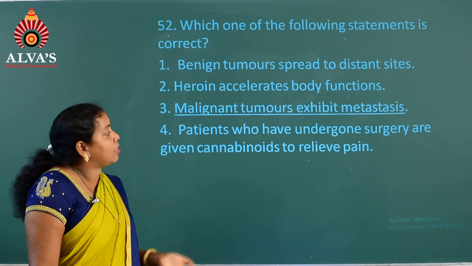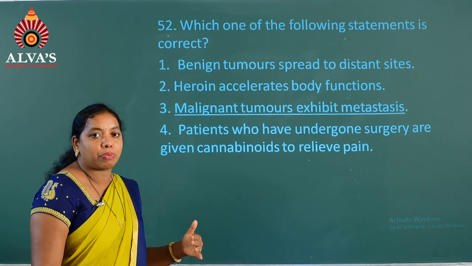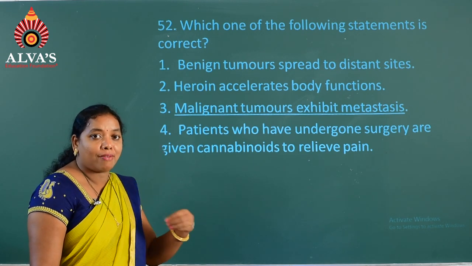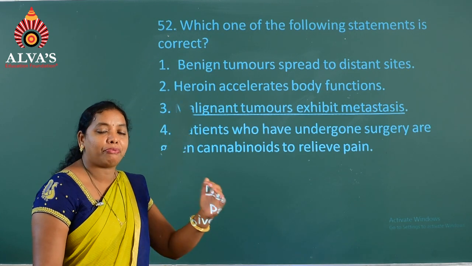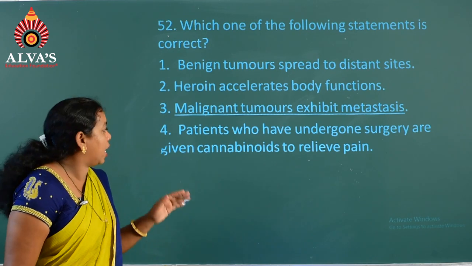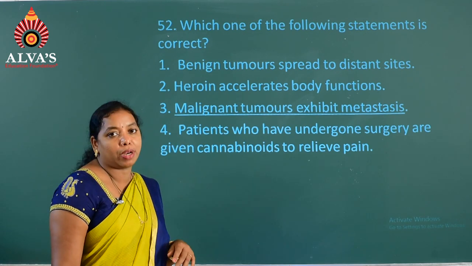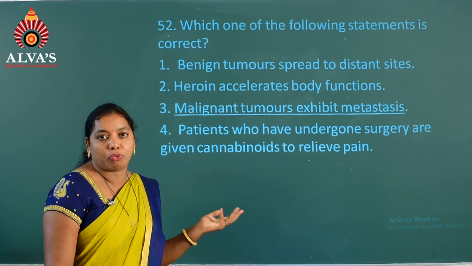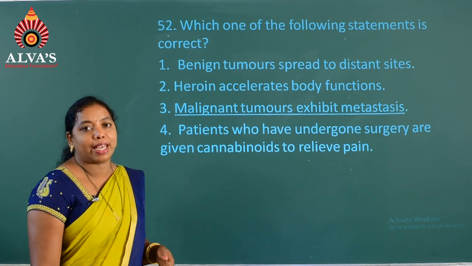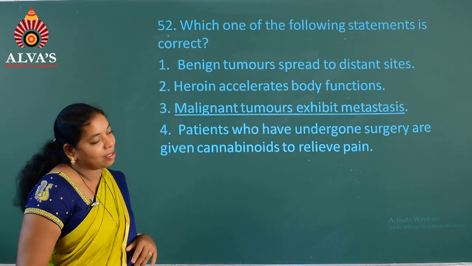Third one, malignant tumors exhibit metastasis. That is true, because in a malignant tumor the tumorous cells, when ruptured, travel in the bloodstream and infect other organs, making them cancerous too. So that is why the third option is right. And fourth one, patients who have undergone surgery are given cannabinoids to relieve pain. Here it is wrong, because morphine is suggested, which acts like a sedative or painkiller. That is why the fourth option is also not correct. So the answer is the third one.